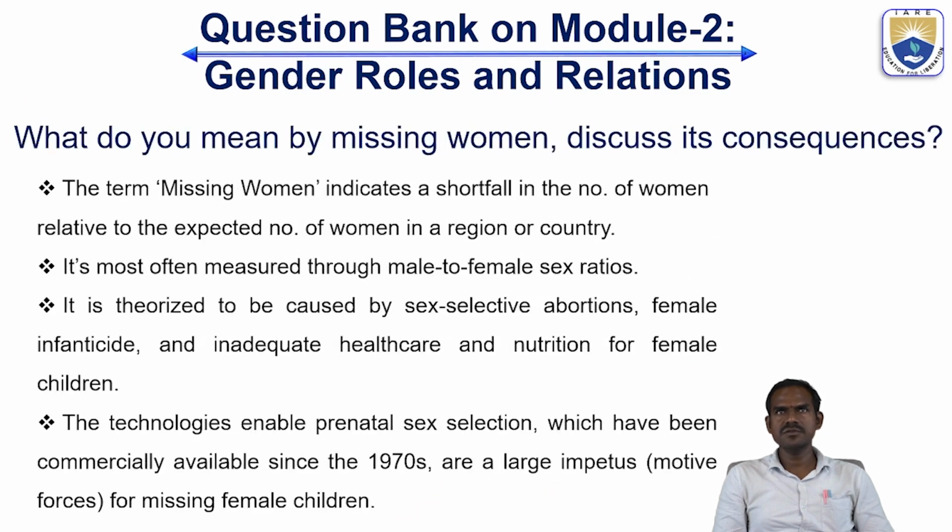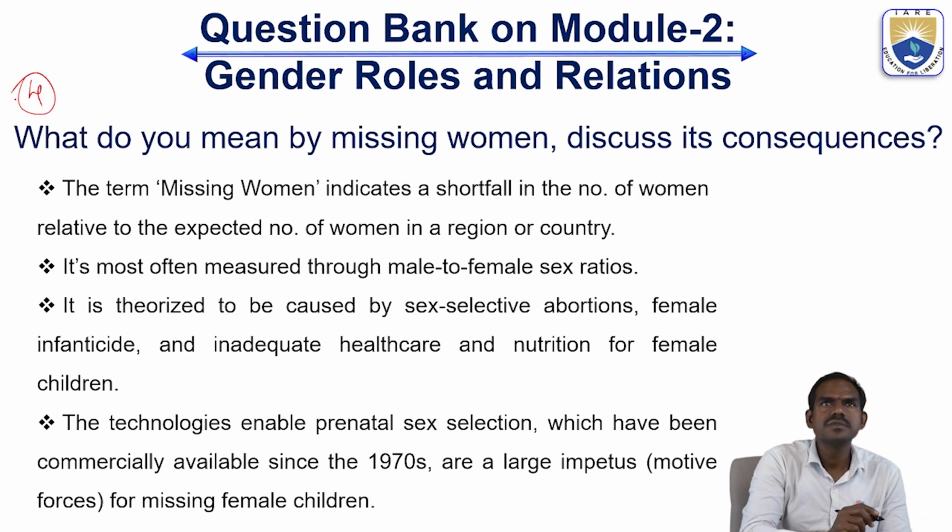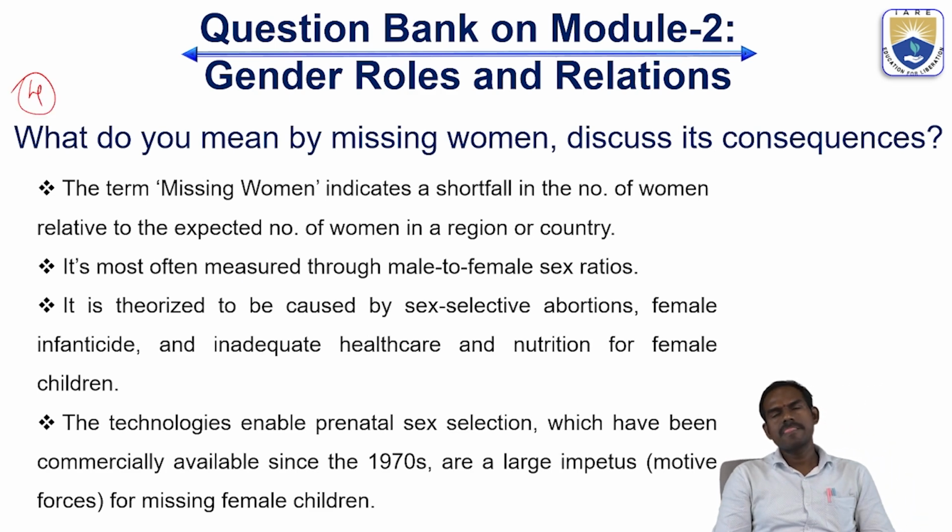So previously I explained question number 3 and this one is question number 4. What do you mean by missing women and discuss its consequences? The term missing women indicates a shortfall in the number of women relative to the expected number of women in a region or in a country.